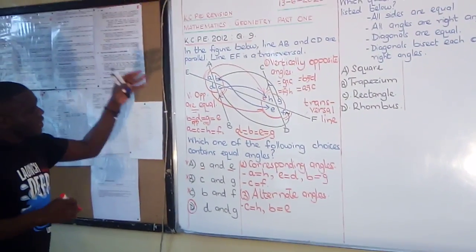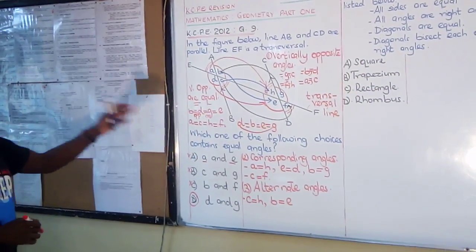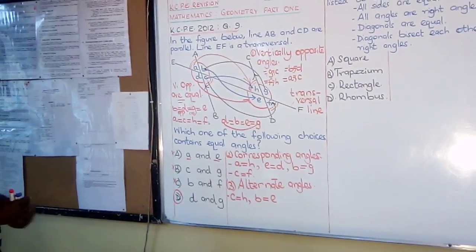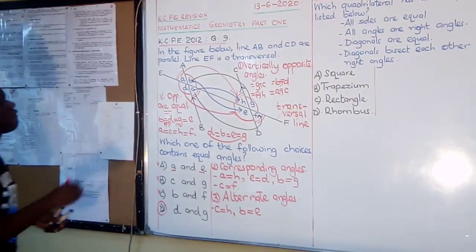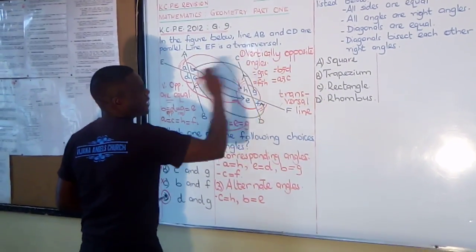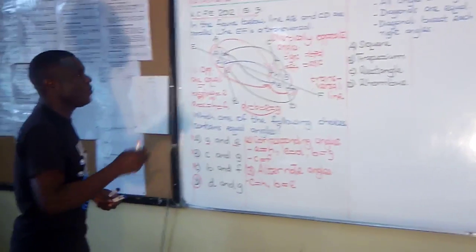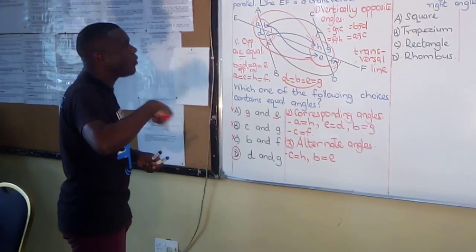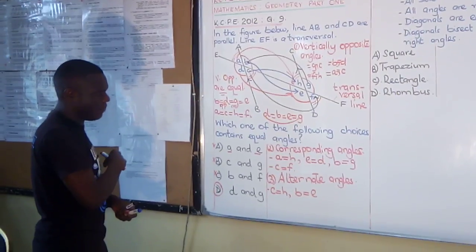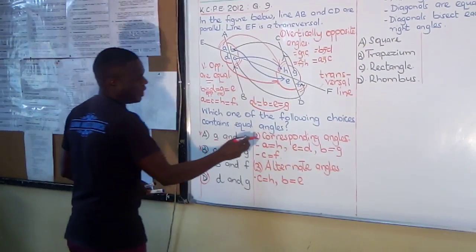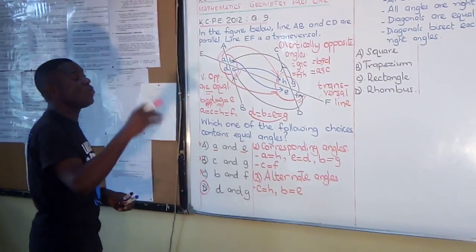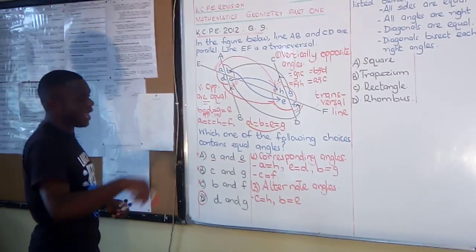Boys and girls, look at the argument and come out with the right answer. That's how we argue. We use the facts. The concept says vertically opposite angles are equal, so you need to master how to locate vertically opposite angles in a diagram. The law says corresponding angles are equal. You need to locate corresponding angles and match them.